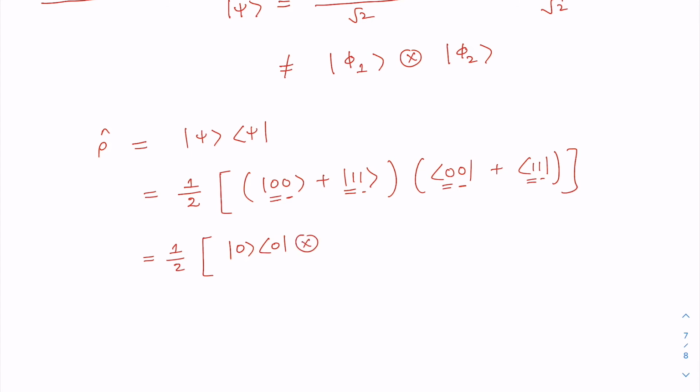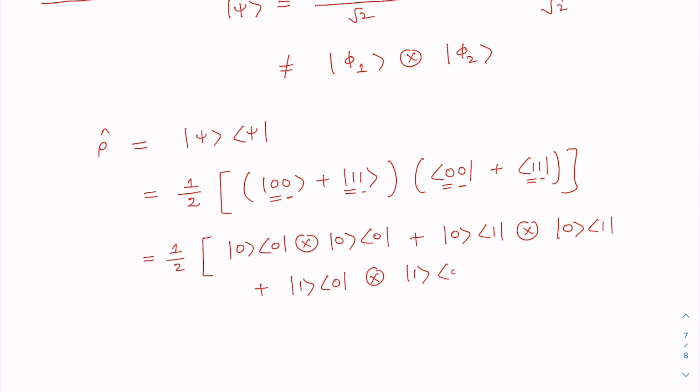This would be |00⟩ plus |01⟩, direct product, |01⟩, and you will have |10⟩ direct product |10⟩ plus |11⟩ direct product |11⟩. Alright, so this is what we'll get. This is for the first qubit and this for the second qubit.